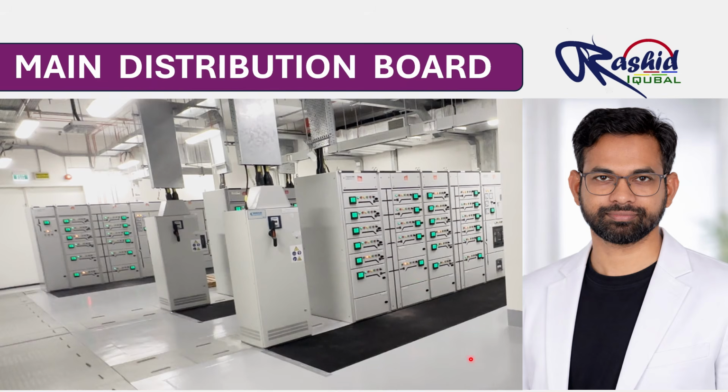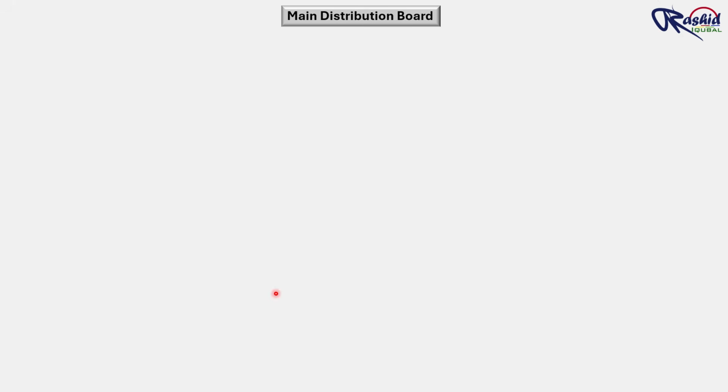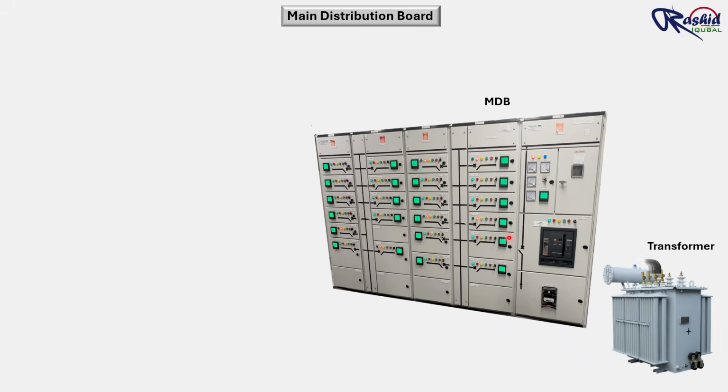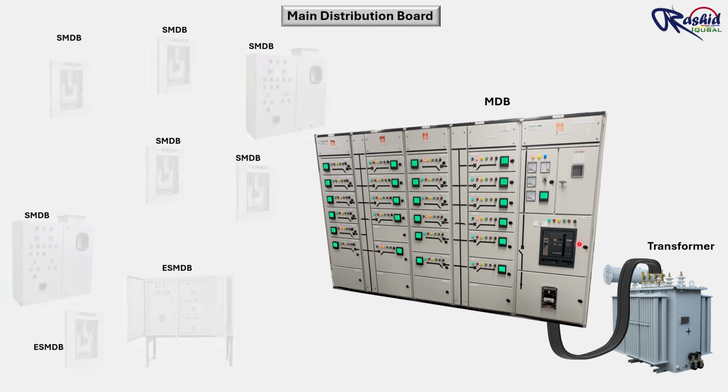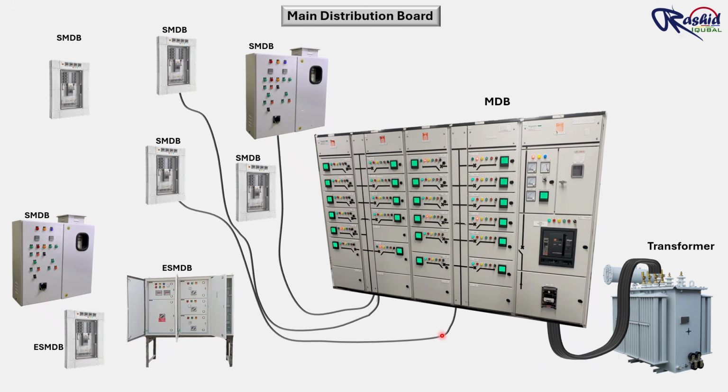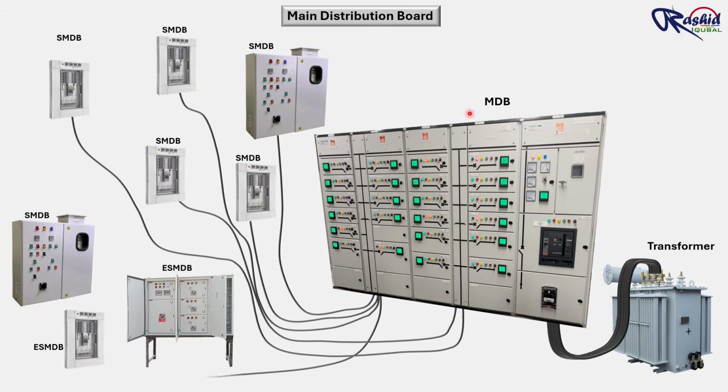Today I will explain the Main Distribution Board or MDB in a very simple and practical way. MDB is the main point where electrical power is received and then distributed to the entire building. Power comes from transformer or a generator, enters the MDB, and from here it goes to different panels like SMDB, lighting panel and other equipments. In short, MDB is the heart of electrical distribution. Without it, we cannot safely control, protect or distribute electrical power.